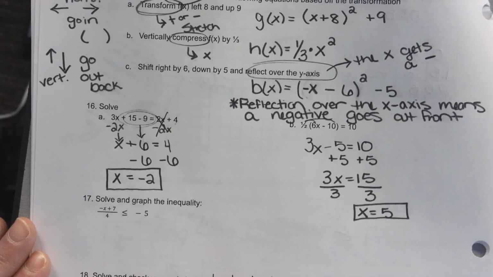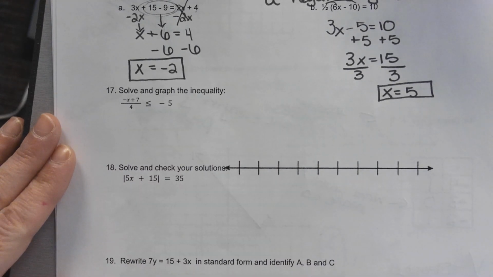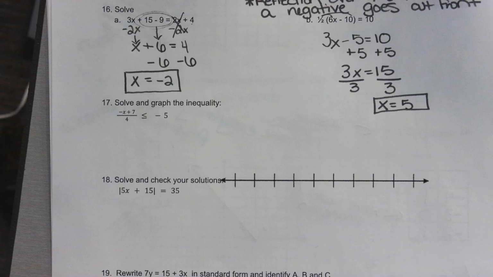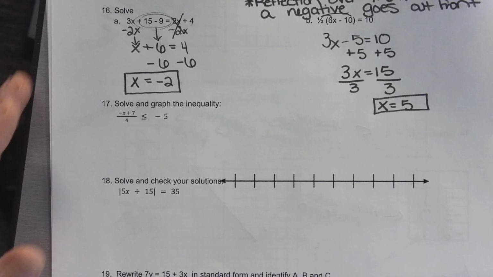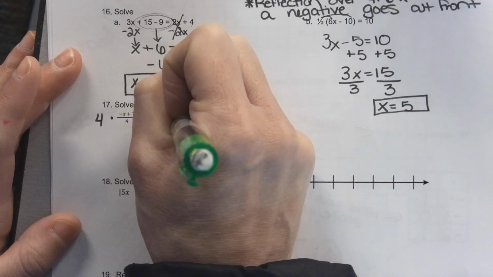Okay, let's do 17. You ready? Okay. Do you see how we've got things being divided by 4 and that looks kind of problematic? Yeah, let's get rid of that division by 4. How do I undo a divide by 4? You have to times by 4. Yeah, let's multiply each side by 4.